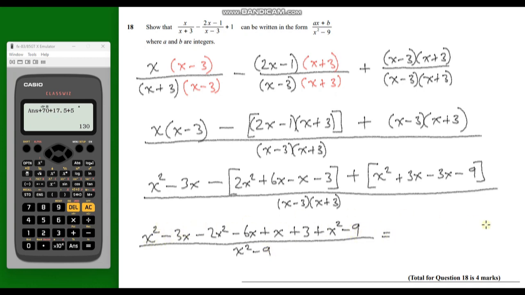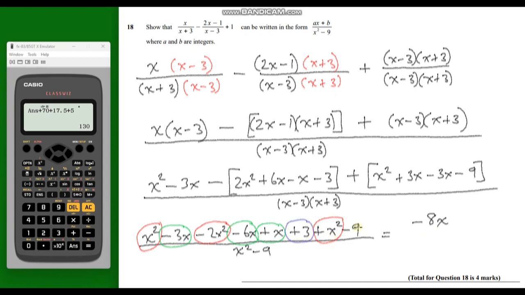So we've got x squared plus x squared. That gives me 2x squared. But then we're subtracting 2x squared. So all these three terms will just cancel out with one another. Now let's look at the x terms. We've got minus 3x, minus 6x, and plus x. So that will give us minus 9x, and then if we add x, we've got minus 8x. So minus 8x. And now let's just deal with the constant terms.